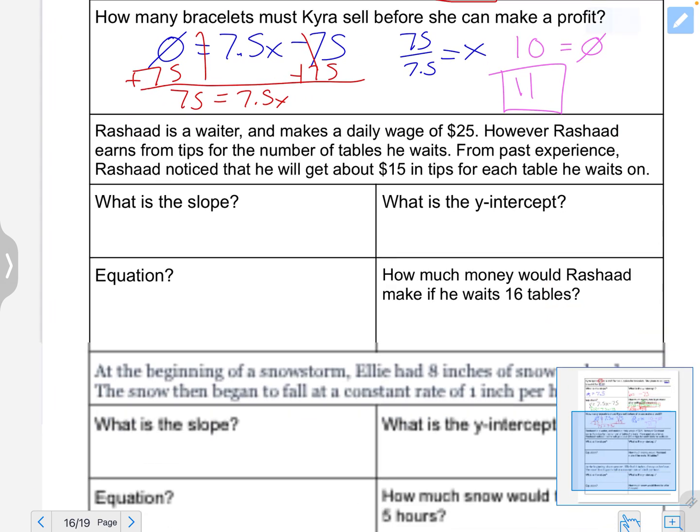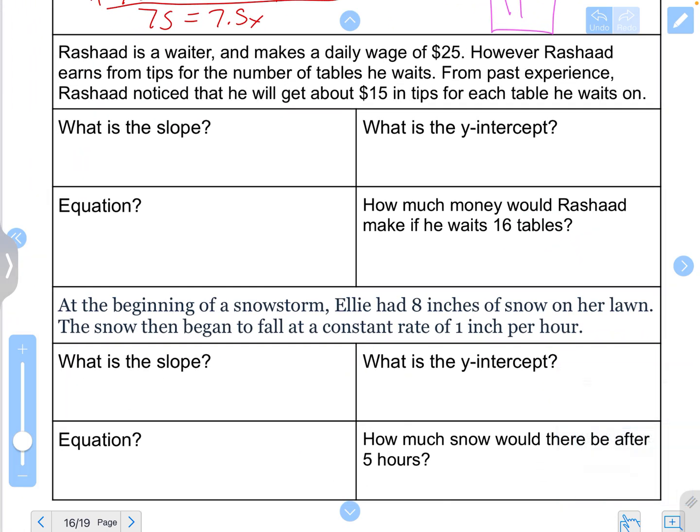All right, so I want you to try these next two on your own, and I want you to check them with the completed class notes.